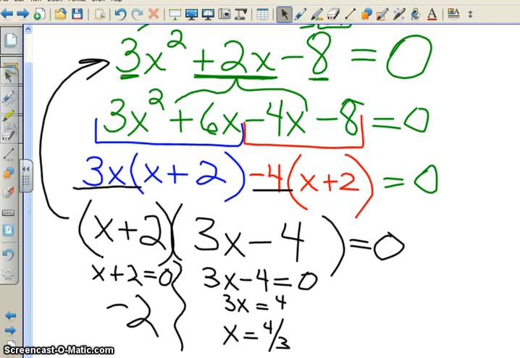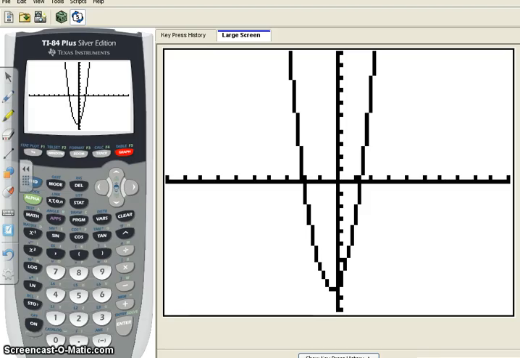And then I could check to make sure those two values are right, either by substituting them back into the original equation and making sure we get a 0, or by graphing it on our calculator. And it would certainly appear that we cross the x-axis at negative 2 and just a touch over 1.